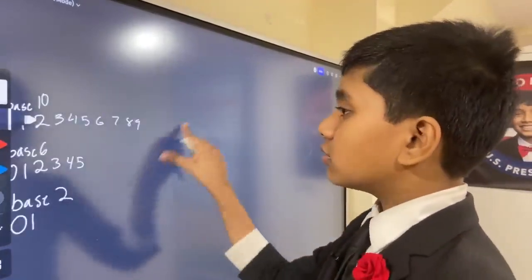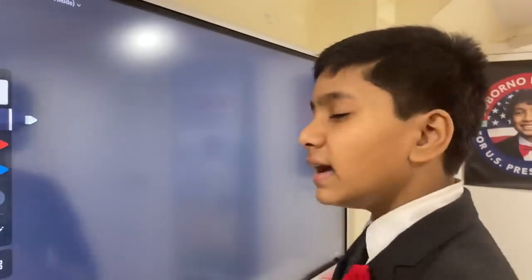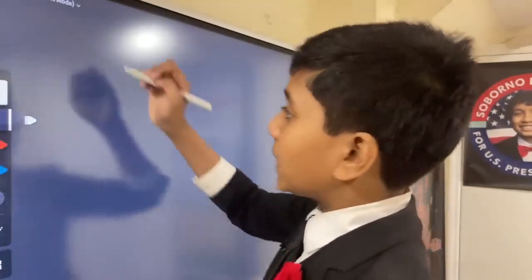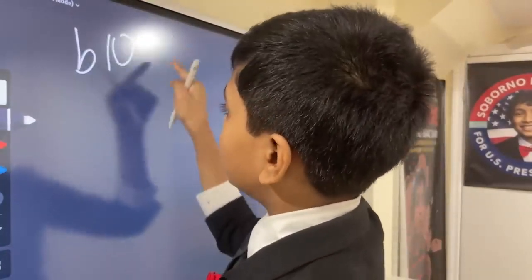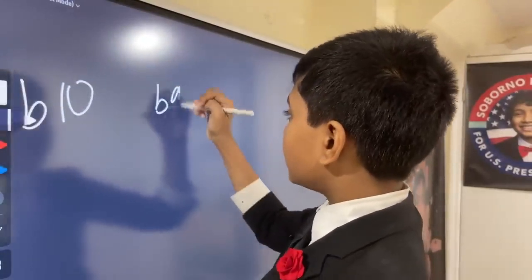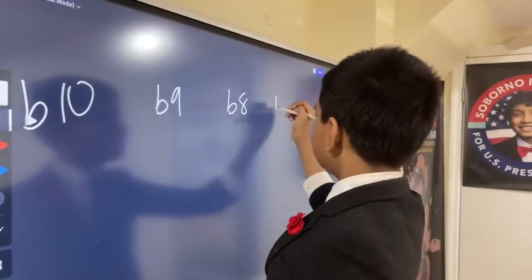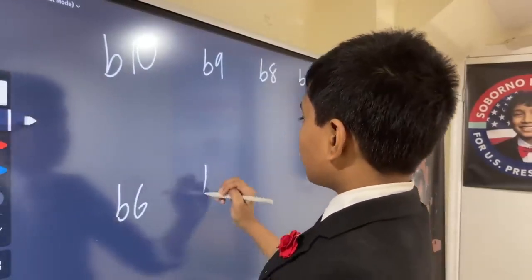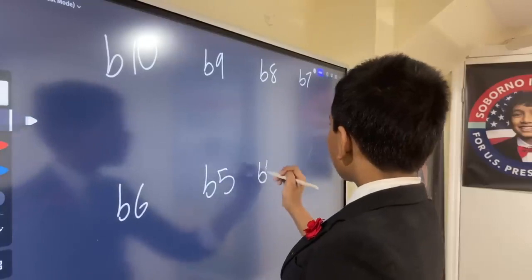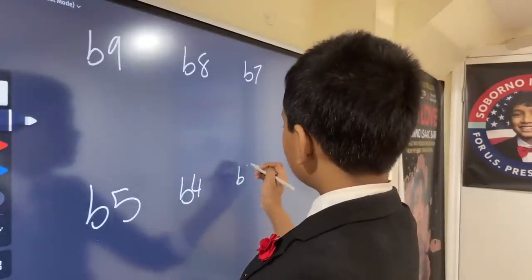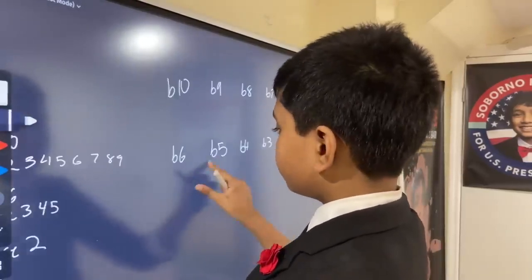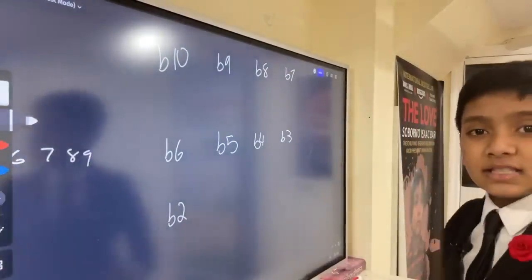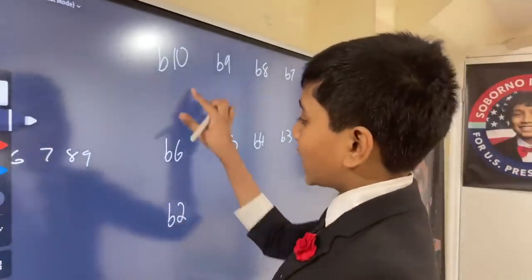Okay, so what we're going to be looking at today is subtraction in different bases. So let's start with base 10, just so we can get used to that. And then we have base 9, base 8, base 7, base 6, base 5, base 4, base 3, and base 2. Okay, so base 10, just as a starter, we all know how to subtract in base 10.